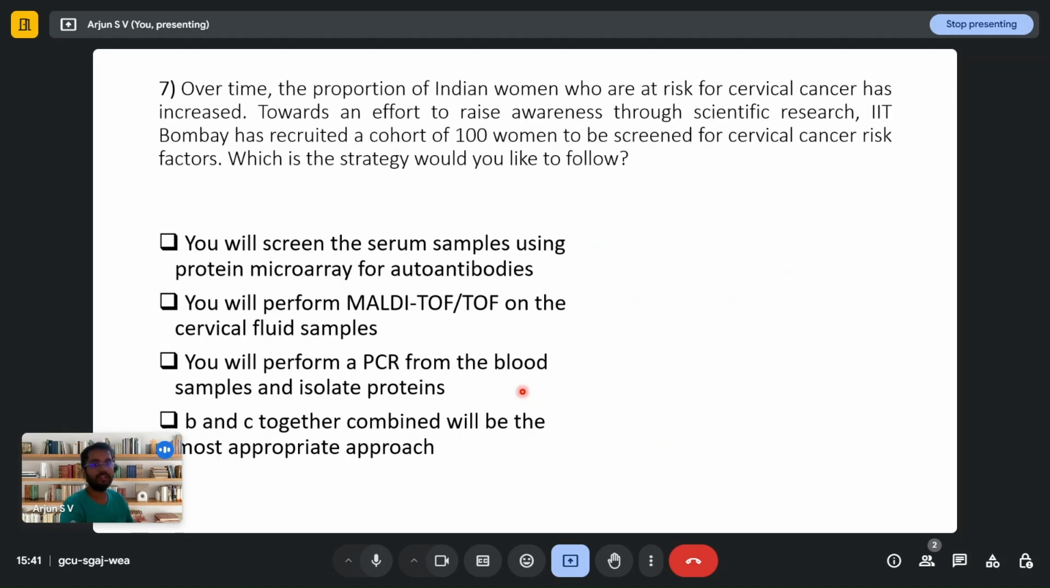So I'll go to the next question. Over time, the proportion of Indian women who are at risk for cervical cancer has increased. Towards an effort to raise awareness through scientific research, IIT Bombay has recruited a cohort of 100 women to be screened for cervical cancer risk factors. Which strategy would you like to follow?